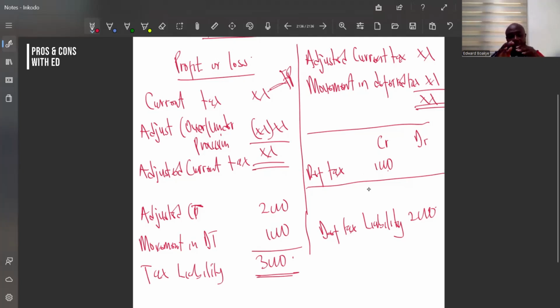But I just want you to get it well, especially the movement, because you can't dodge IAS 12 when dealing with financial reporting. No, you can't dodge it. You can never dodge it. So let us take a scenario. There's a scenario I want us to look at so that we can deal with it.